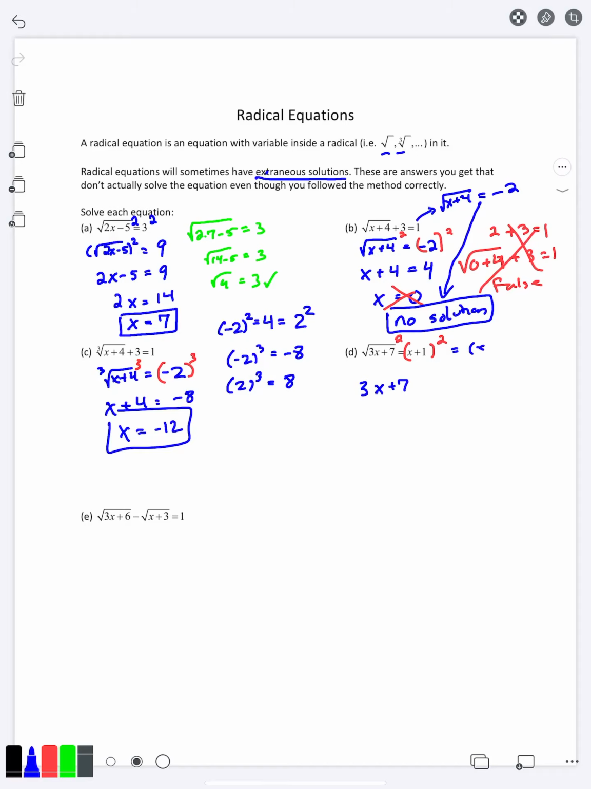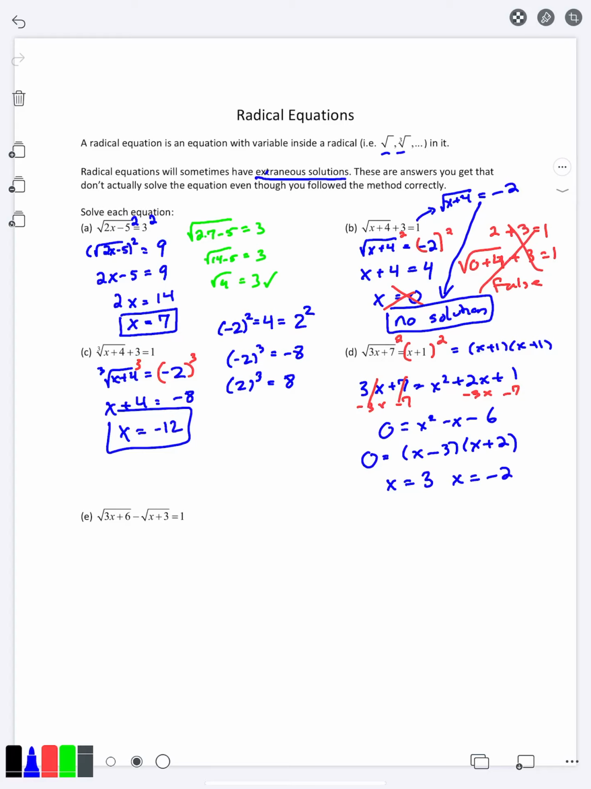All right, this is the same as x plus 1 times x plus 1. And then when you FOIL it out, you're going to get x squared plus 2x plus 1. Then, since this is a quadratic equation, we're going to get everything on one side. 0 is x squared minus x minus 6. That factors nicely into x minus 3, x plus 2. So we get two answers here, 3 and negative 2.